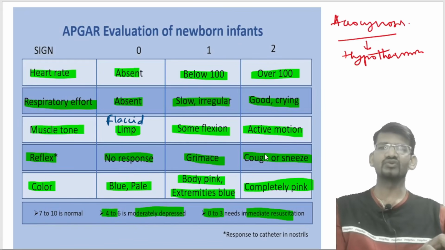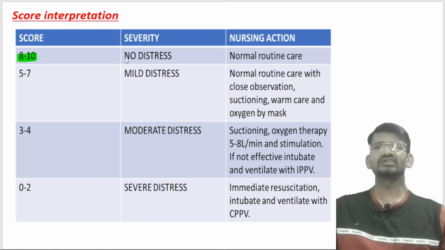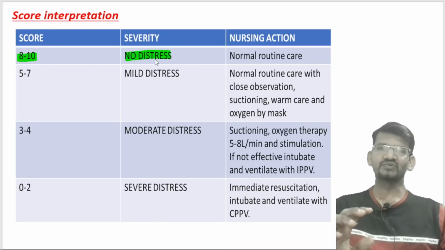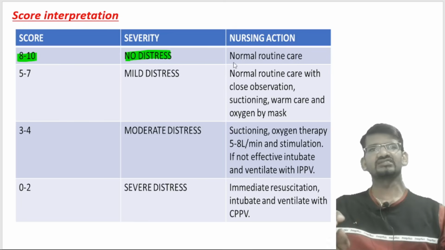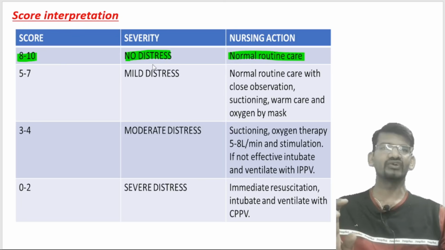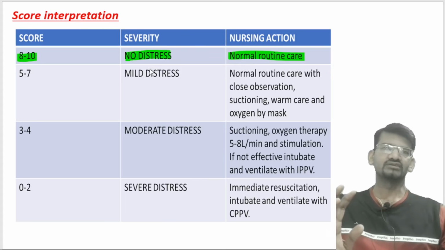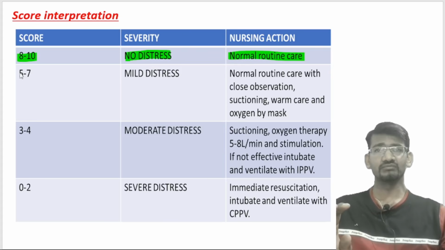So let's discuss how we interpret this score. If the score comes between 8 to 10, then we consider it as no distress, meaning the baby has well adjusted and is absolutely fine, and there is no action required, just a routine newborn assessment or newborn care. That can be done, like drying, suctioning, and keeping the baby warm. So that routine care is enough for the baby.